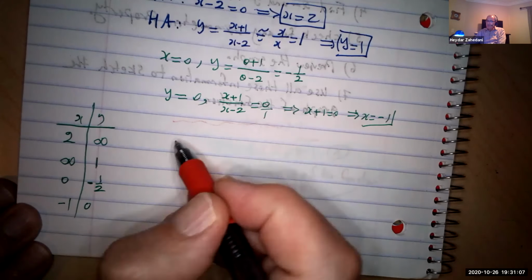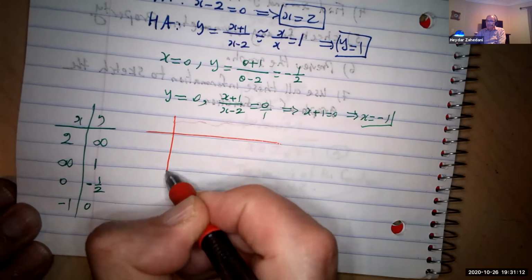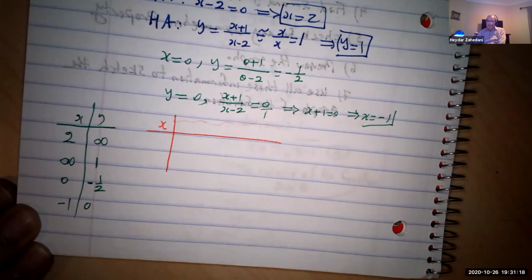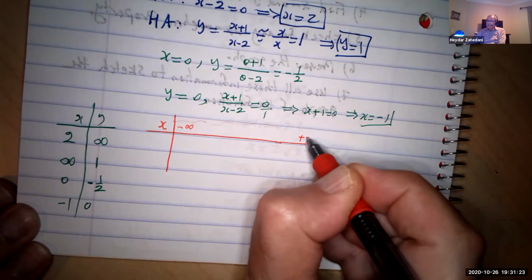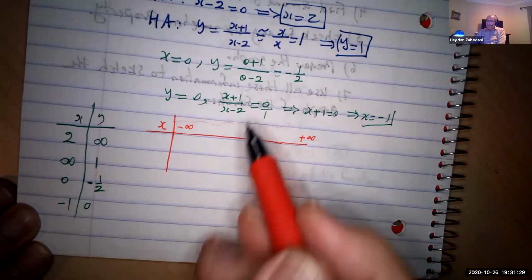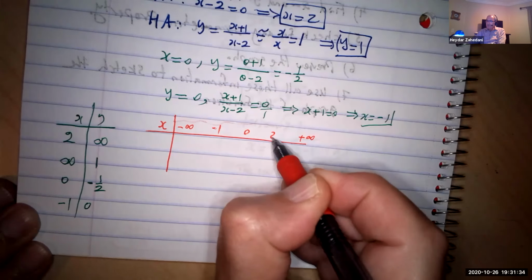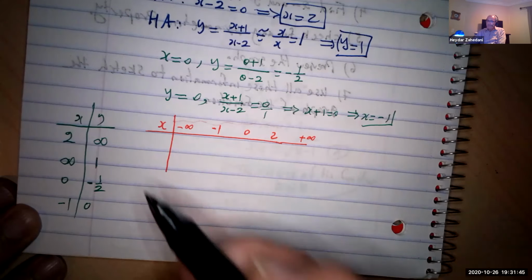Now, you see the preview is going to be this one. It's the way we do it in the future in calculus. It's going to be good for you. You just put the numbers for the x. It's going to be from negative infinity to positive infinity. The numbers that you have, negative 1, 0, and 2, are the numbers that you have for the x. On the second row, the numbers that you have for the y.